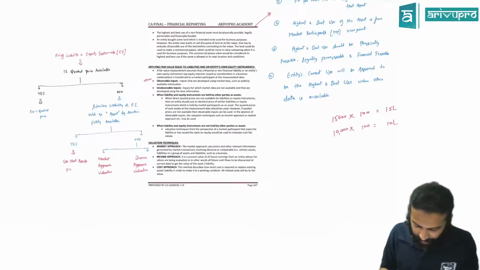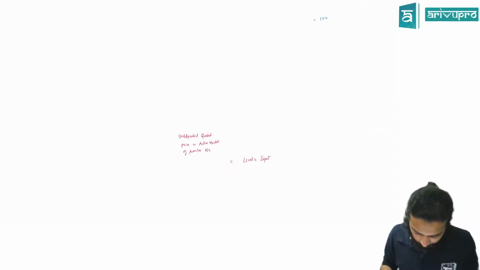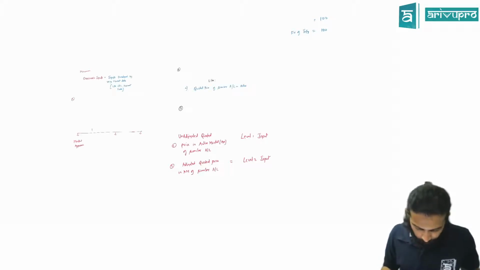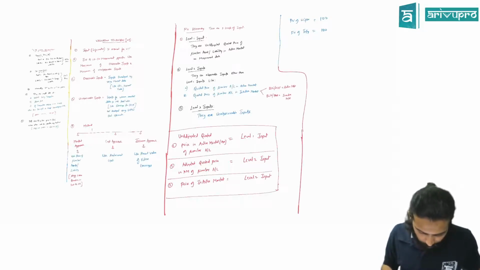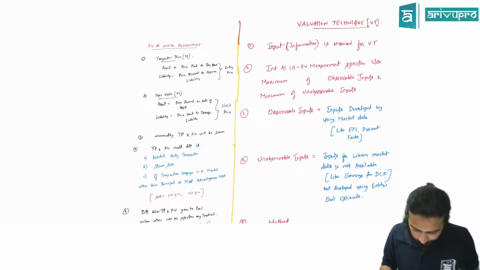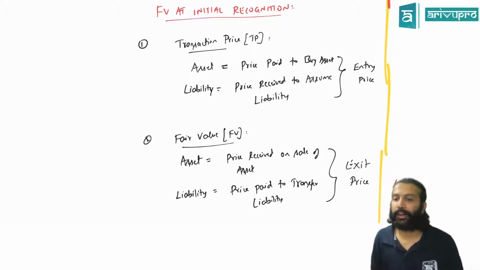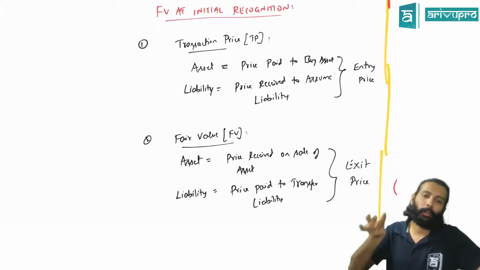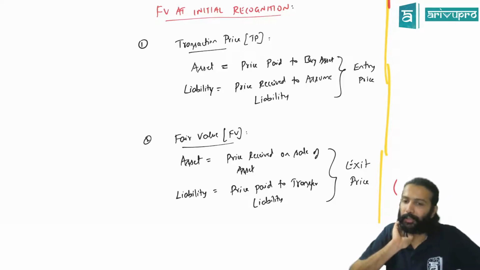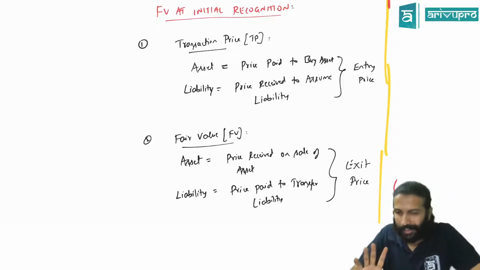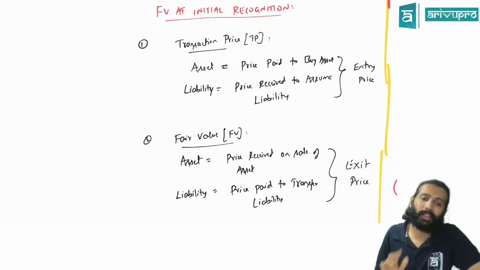Okay, so next what did we go for? Yes, one moment. Then we went for initial recognition. If any particular standard says you have to use fair value at initial recognition, then just check. There could be a difference between transaction price and fair value. Normally, there will not be a difference, correct? But in some circumstances, there could be a difference.